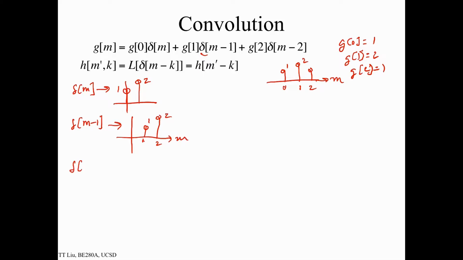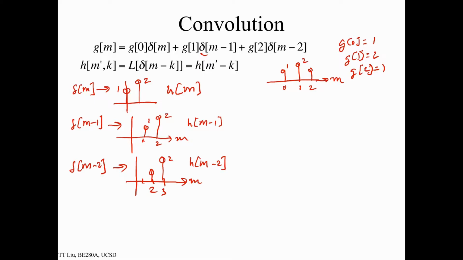Similarly, delta m minus 2 is going to be a delayed version, shifted by 2. All right, so this is h of m. This is h of m minus 1, and this is h of m minus 2.